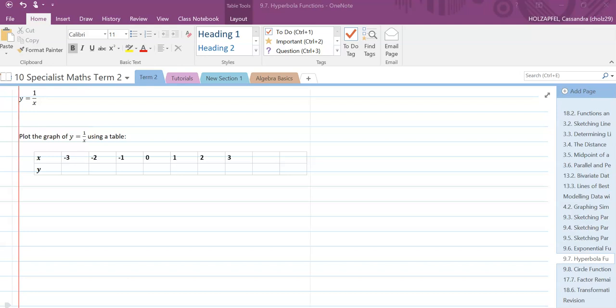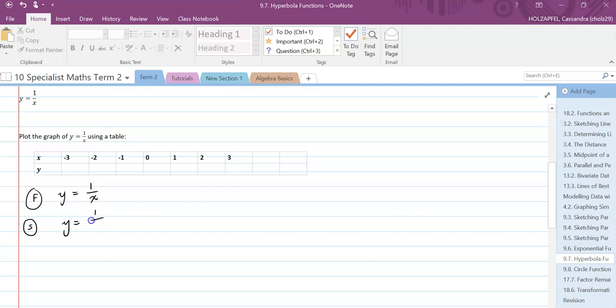Next, we're going to use FSA to find these values. Starting off, we're going to write our formula: y is equal to 1 over x. We're going to substitute in our first value of x, which is negative 3. So y is equal to 1 over negative 3. For our solution, we can leave it as a fraction if we want. I'm going to write out the decimal, and we'll use the recurring dot symbol to represent that. Then we can finish filling out the rest of the table using that method.